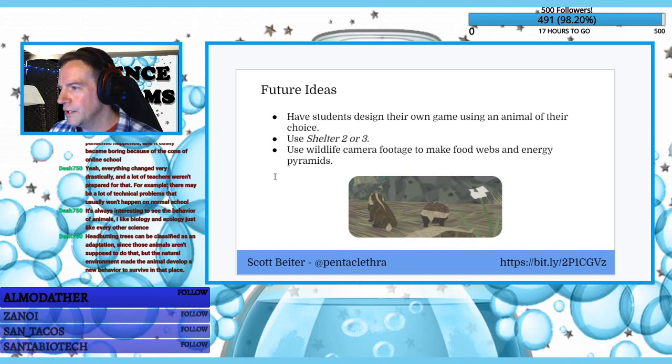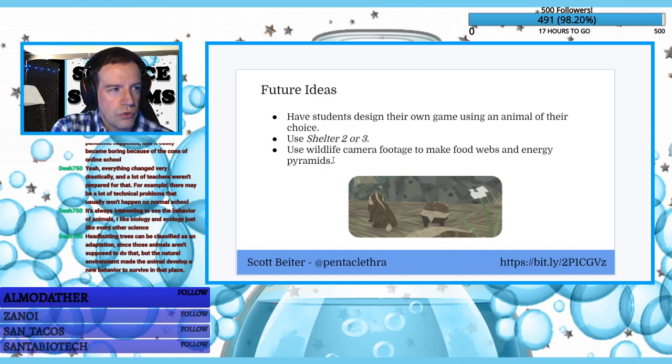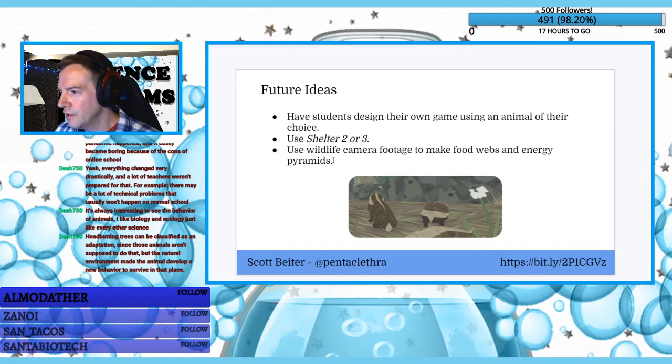And so future ideas that I've had, and I've had these for a while: use Shelter 2 or 3 in the class. It would be a lot harder, but if you gauge your class, I could see doing it together with Shelter 1 and then having them do it again with Shelter 2, possibly, or have that be an extension activity that someone could do. Using wildlife camera footage to make food webs and energy pyramids. You could use your own wildlife camera footage or some made available to you through other means.